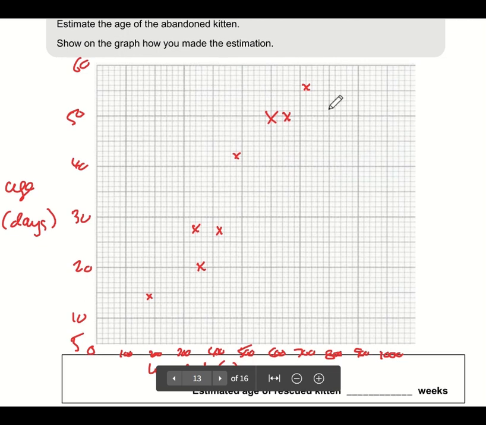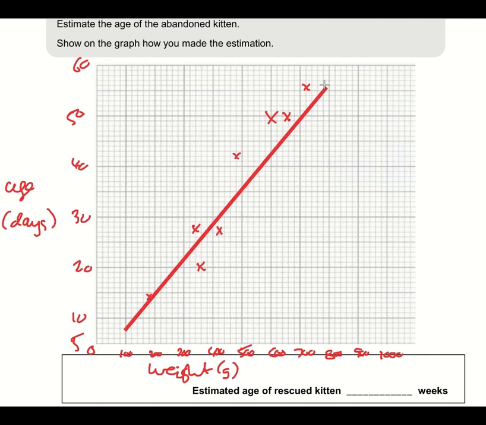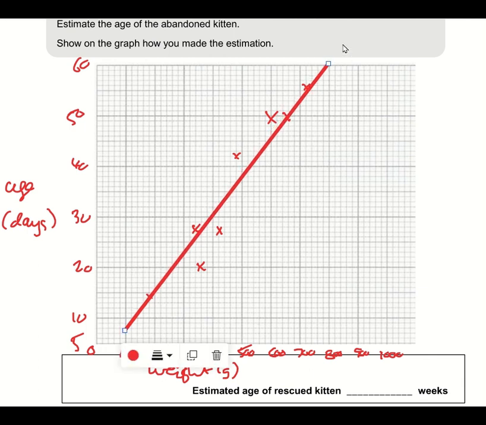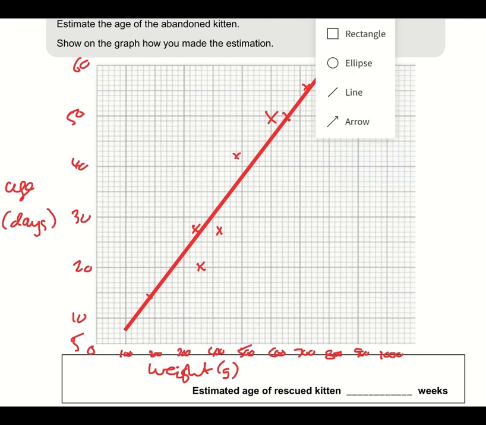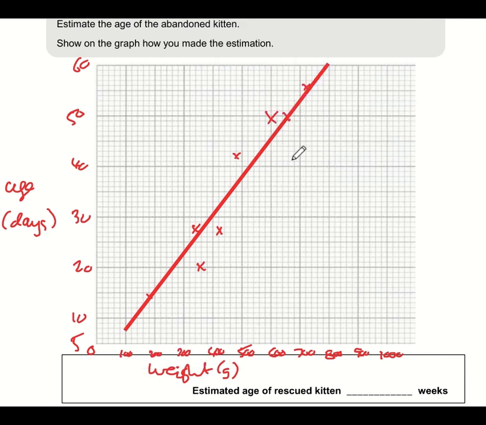So what I need to do first of all is put in a line of best fit, a line that cuts through the centre of the data, trying to keep an equal number of x's above and below the line. I could ask 10 people to do a line, they would come up with 10 different lines, but they might all be fine. Ideally your line will be a bit thinner than mine. You're more likely to get a more accurate answer if you do so. There we go. Anyway, that will do, as long as your line looks something along those lines.